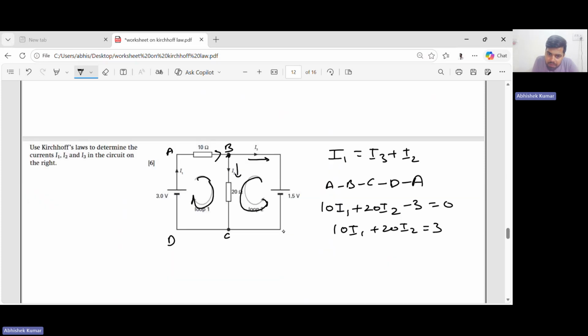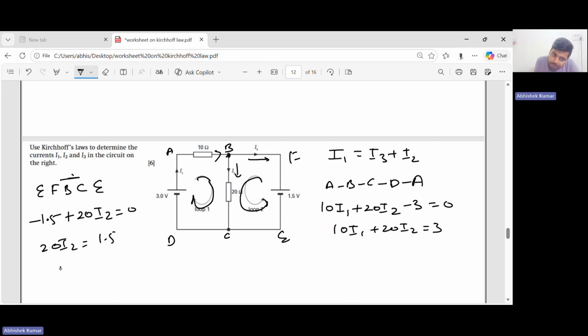Now take another loop: B, C, E, F, if I observe. You take moments any way. So how do you want to take moment? Say first, shall we take it from E, F, B, C? The E to F, how much is there? Minus 1.5, because the minus part is there. Here nothing is there. Coming downward, B to C we are moving, so B to C current flow is also there. How much? Plus 20I2 is equal to 0. 20I2 is equal to how much? 1.5. So from here you will get I2, or not? Tell me fast.